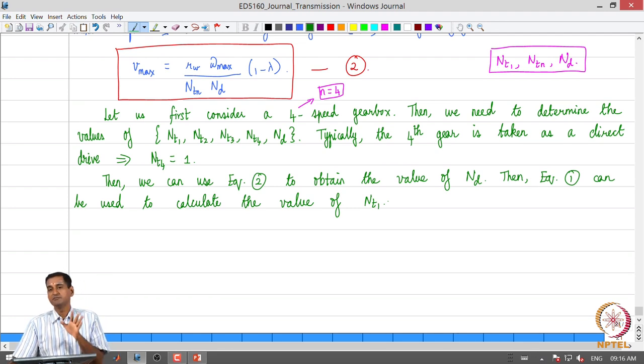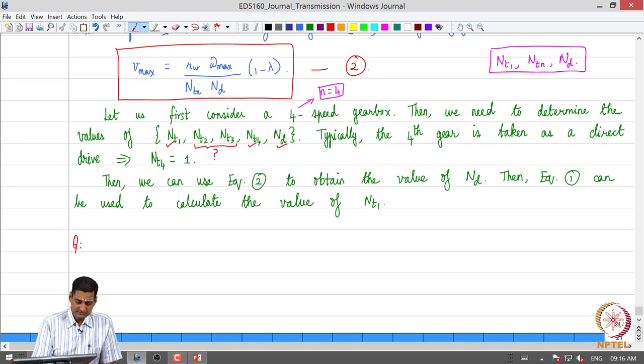Please note that we are doing basic calculations to get the first cut gear ratios. Okay, so now what have we done? We know the value of NT1, we know the value of NT4, we know the value of ND. The question now becomes, what happens to the intermediate gear ratios?